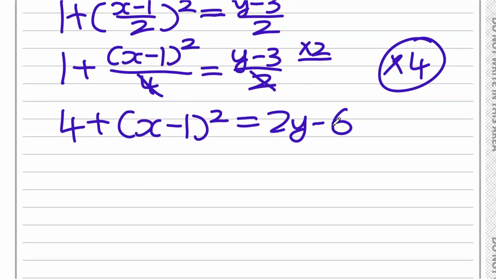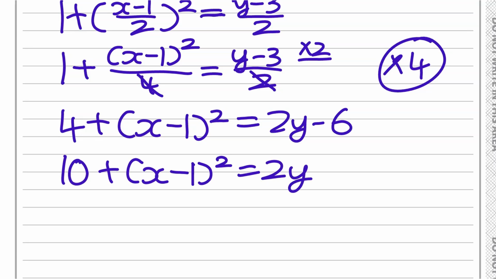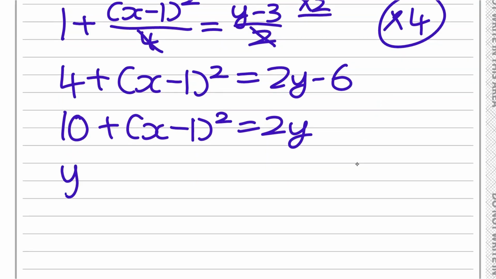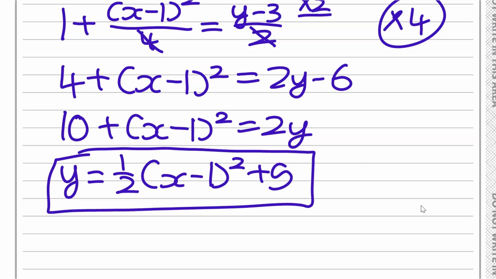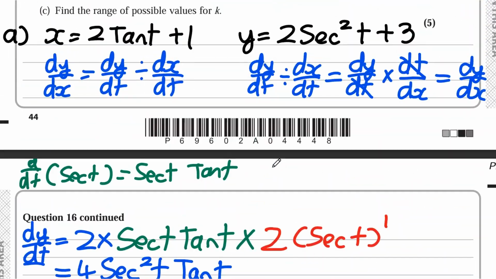We need to make y the subject, so move this minus 6 to the other side, so we get that 10 plus (x minus 1) squared is equal to 2y, and then divide both sides by 2, so we get that y is equal to a half (x minus 1) squared plus 5, and this here is the final answer that's required.